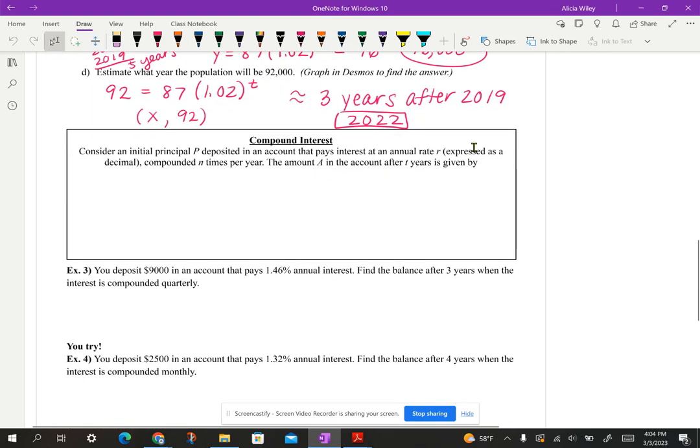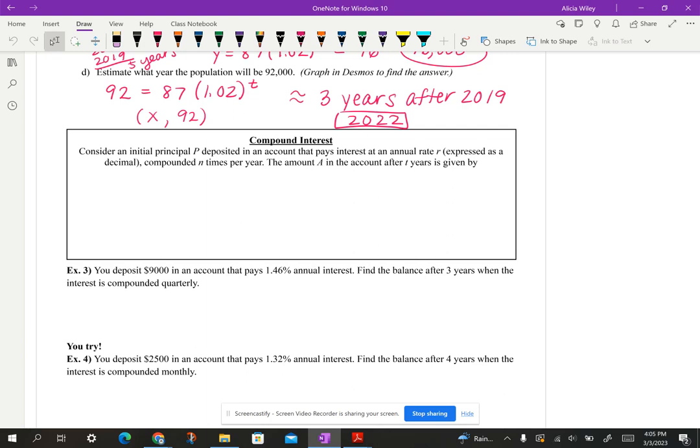Okay, so the next thing that we need to talk about is compound interest. Compound interest is actually something that's used a lot in accounting with any loans or credit card balances. So it is definitely something that can be related to real life, and people who are in finance often use this formula every single day.